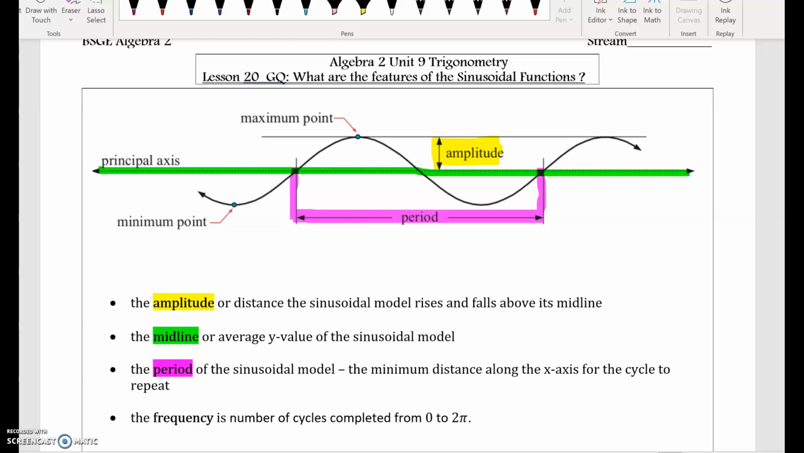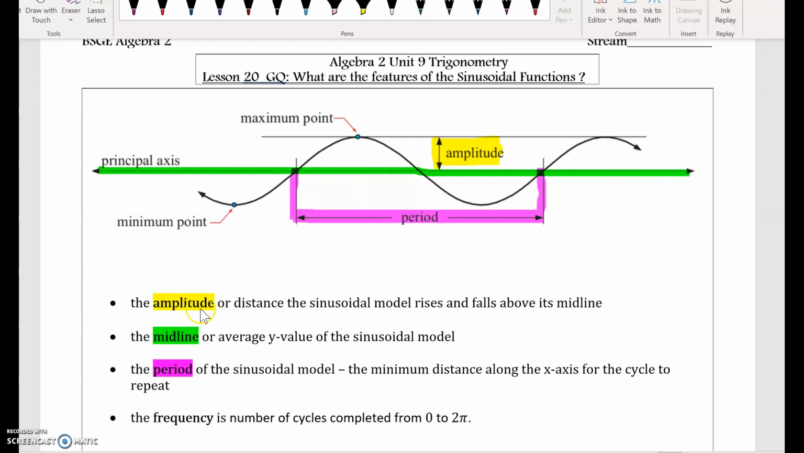So today we're going to look at a little more detail on sinusoidal functions. So here's a diagram of a model of a sinusoidal function. For sinusoidal functions, the domain is actually all real numbers, and the range has a specific lowest point and a highest point. So let's look at these features.